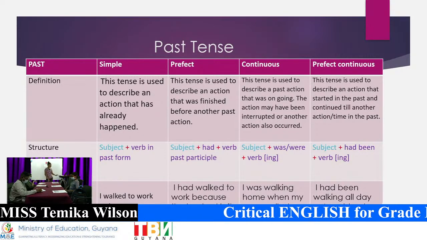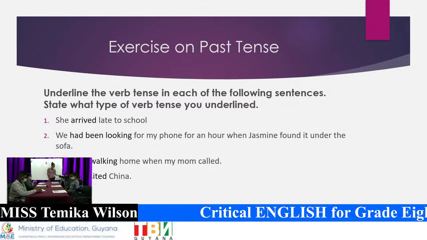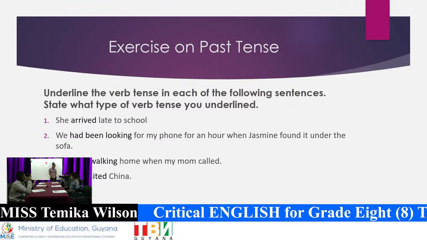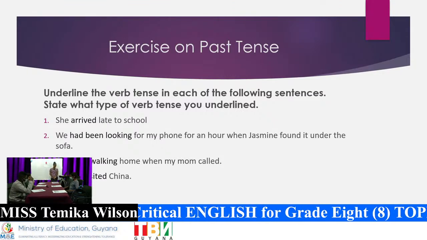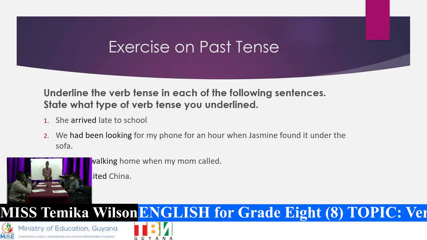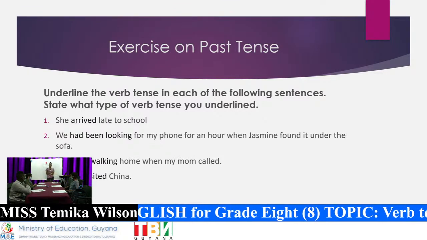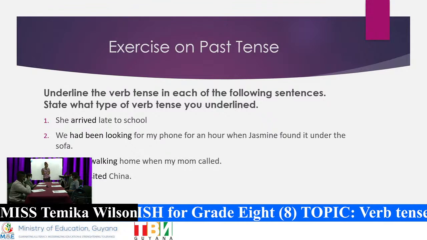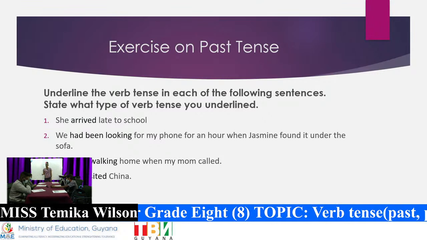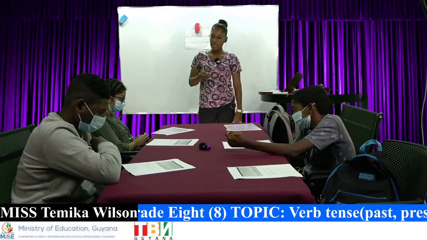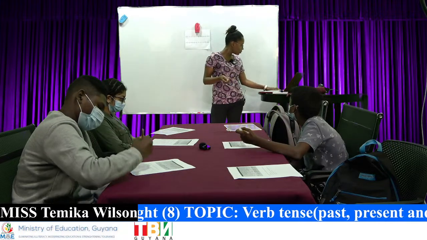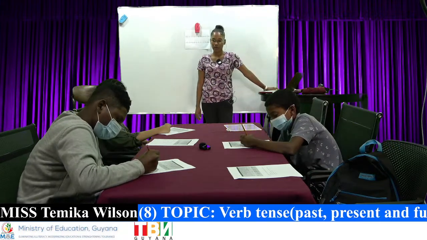She arrived late to school. I have arrived as simple past tense. Arrived is the verb, yes, and it's a simple past tense because we just have the subject plus the verb in the past form, and the verb in the past form in this sentence is arrived. Number 2. Once you have it correct, mark it.